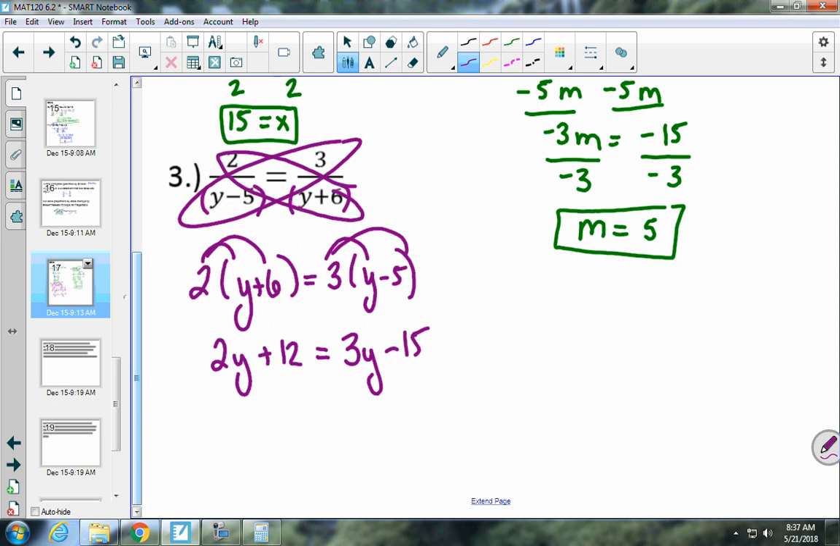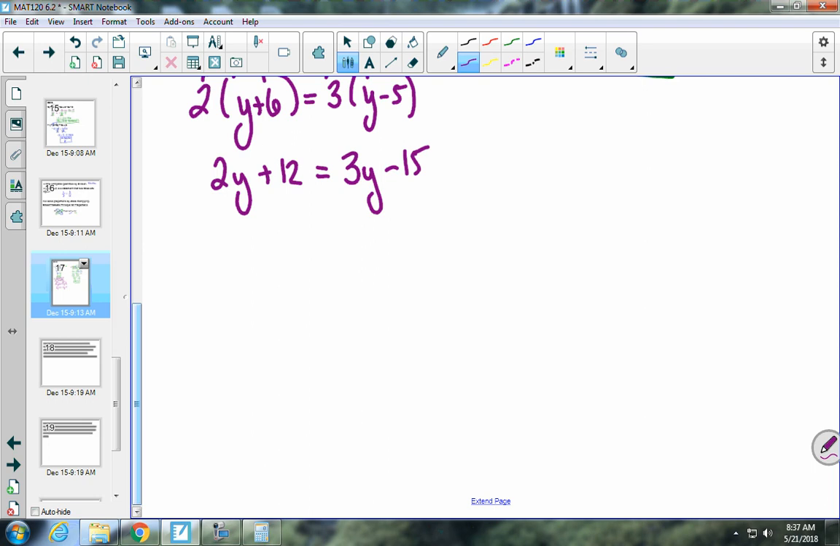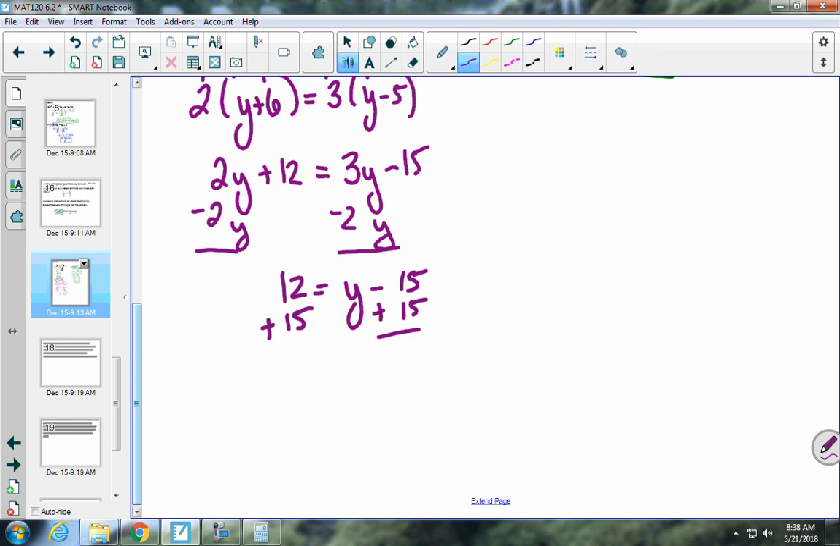I have variables on both sides and there's a constant on both sides. So I can move my 2y or my 3y. I'm going to move my 2y to try to avoid some negative numbers. So I'll have 12 equals y minus 15. To undo that minus 15, I add 15 to both sides and find that 27 equals y.